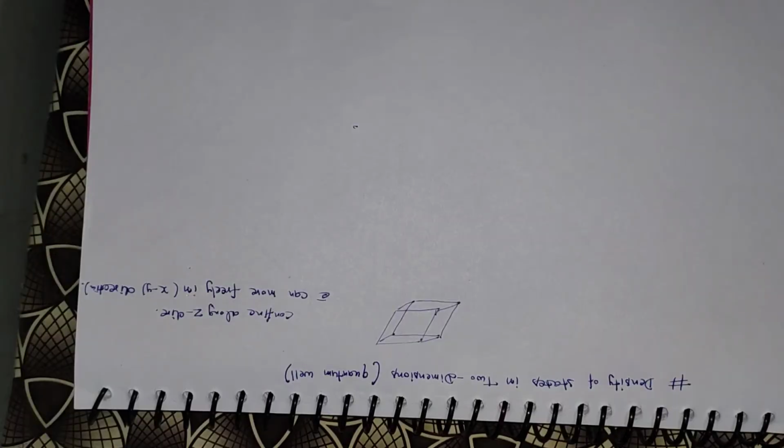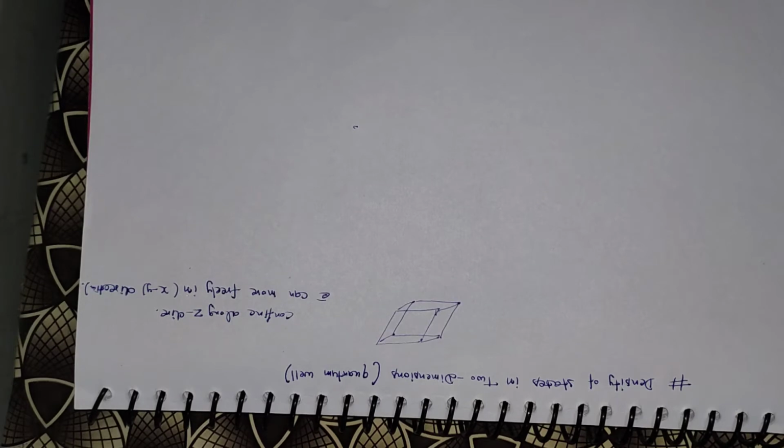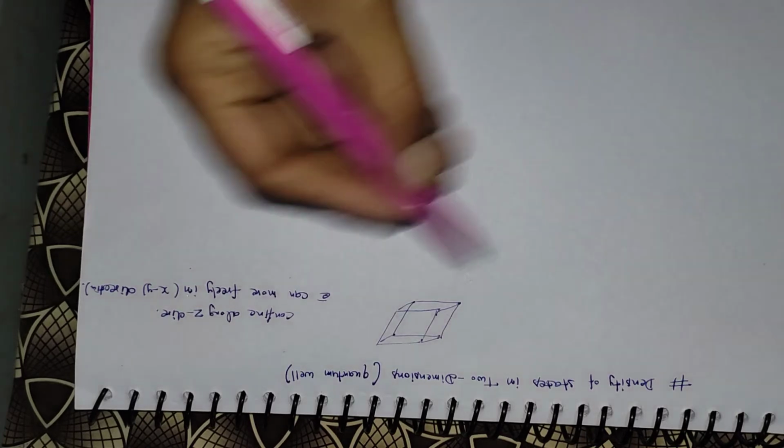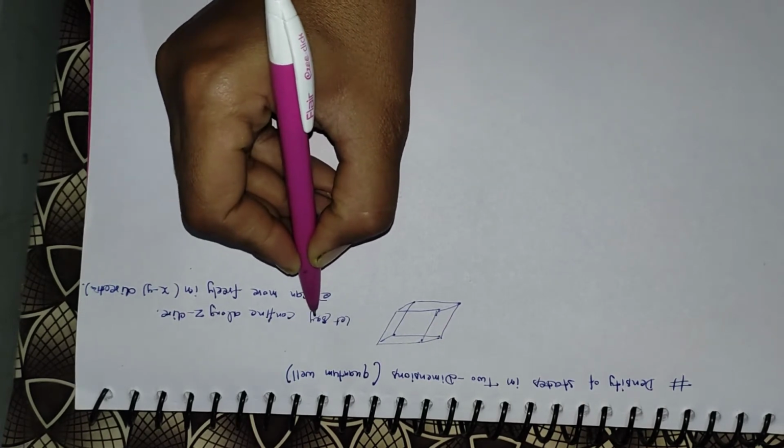Next is density of states in 2 dimensions, quantum well. In quantum well, electron motion is confined along one direction. Let's say it is z direction.